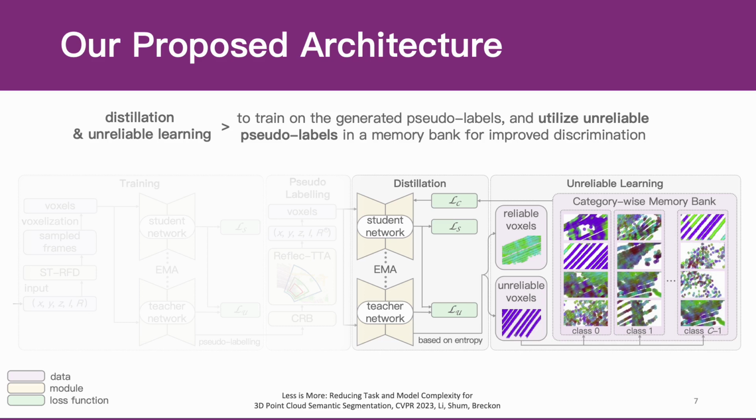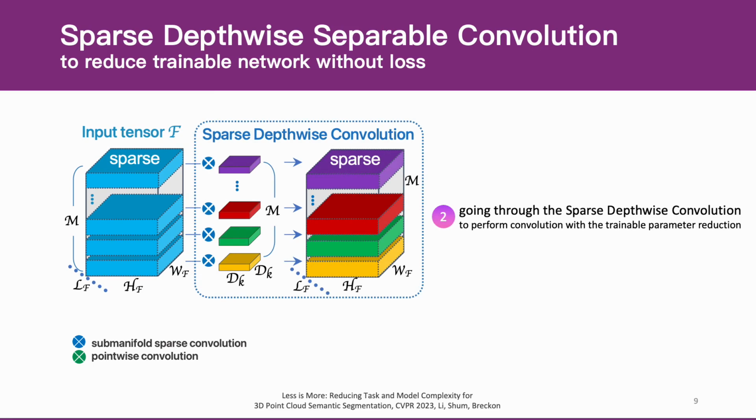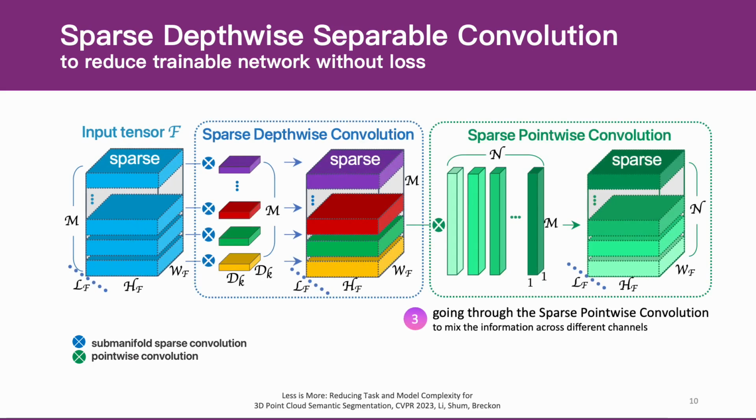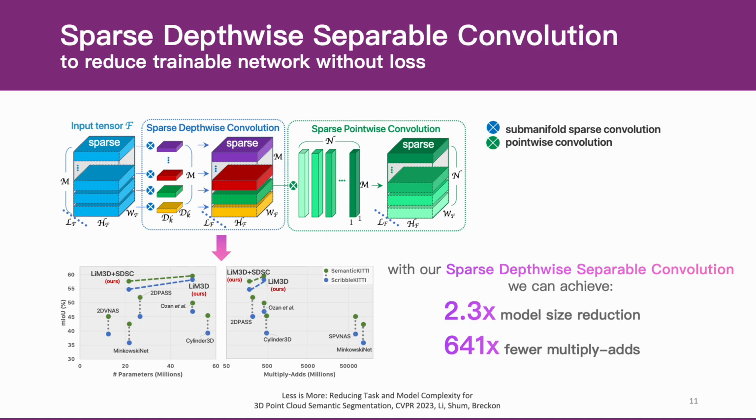for improved discrimination. The first contribution of our work is the SDSC module within 3D point cloud semantic segmentation. It is proposed based on the observation that depthwise separable convolution has shown results comparable with regular convolution, but with significantly fewer trainable parameters. We first take 3D voxels as input. We then go through the sparse depthwise convolution to perform the convolution with the trainable parameter reduction. Finally, we go through the sparse pointwise convolution to mix the information across different channels. With this module, our method has a smaller model size and fewer operations while keeping almost the same accuracy.